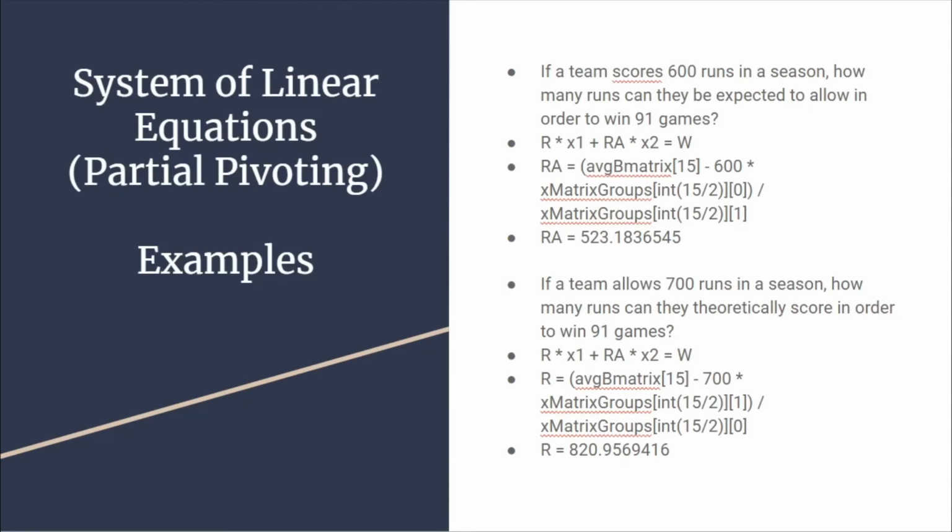And then if a team were to allow 700 runs in a season, how many runs could they theoretically score in order to win 91 games? So now solving for the runs value instead using our X matrices, we find that they would have to score 821 runs on average to win 91 games.